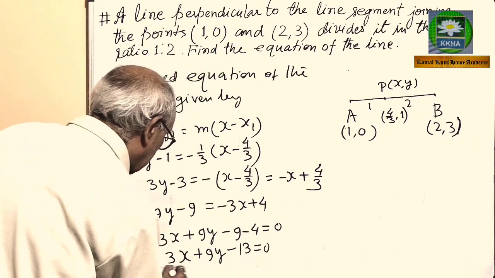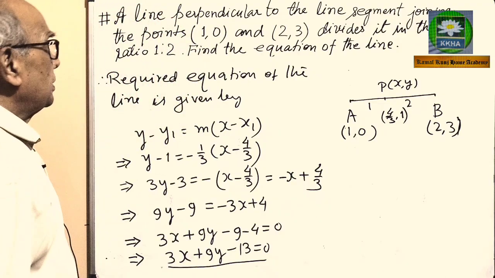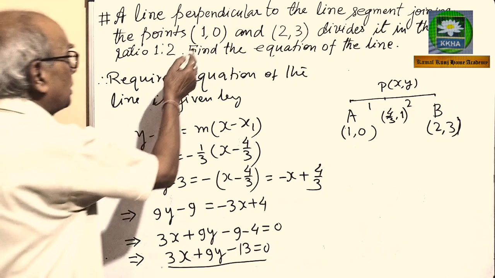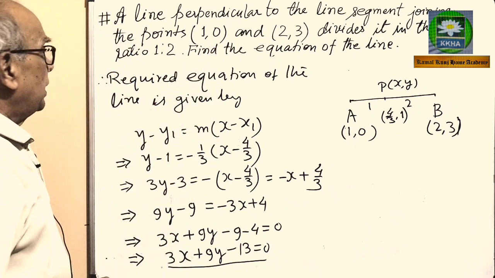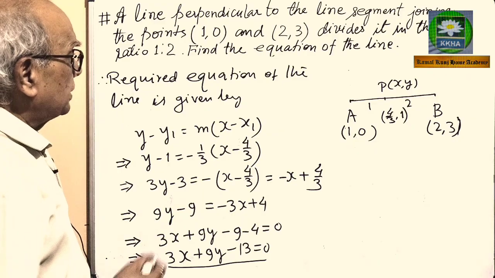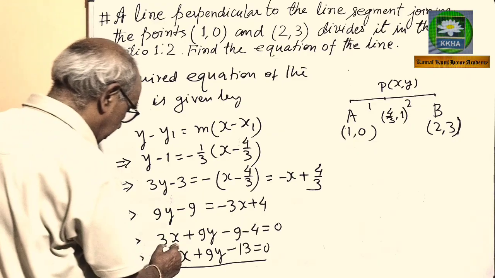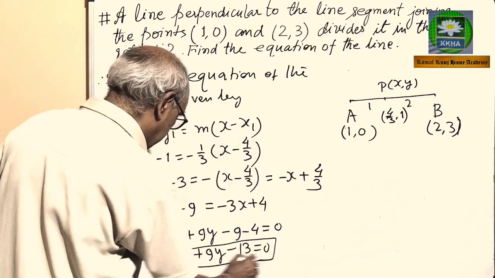So this is the equation of the line which is perpendicular to the line segment joining these 2 points and which divides the line segment in the 1:2 ratio. So this is the required equation of the line.